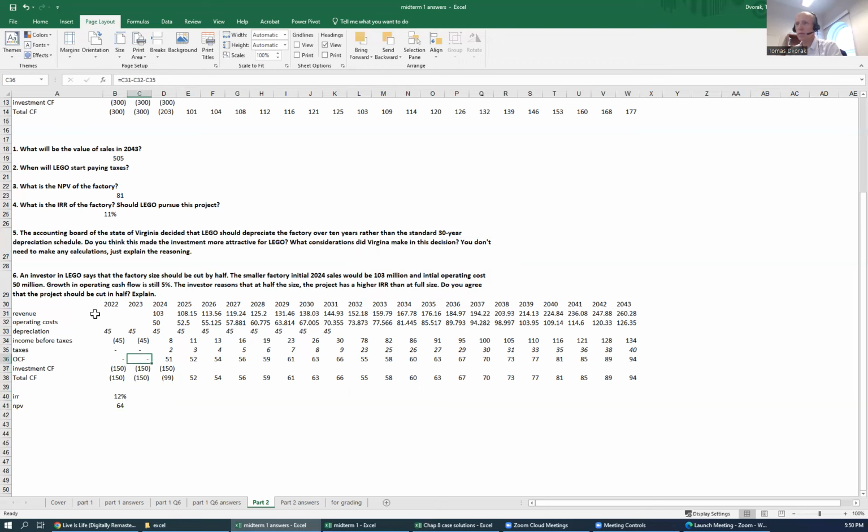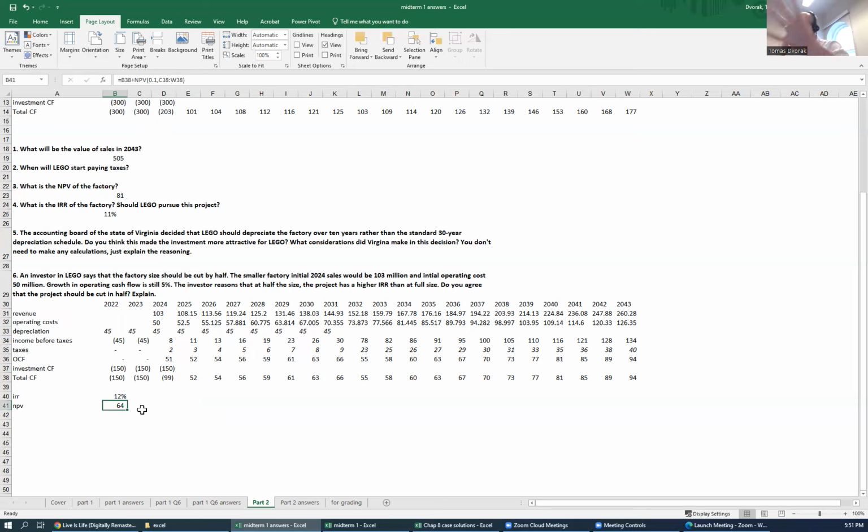I think that's correct. So the IRR is higher, but the NPV is lower. So we shouldn't do this smaller factory. We should do the factory that has a higher NPV value, and that is the bigger factory. We're comparing 81 with the bigger factory to 64 with the smaller factory.